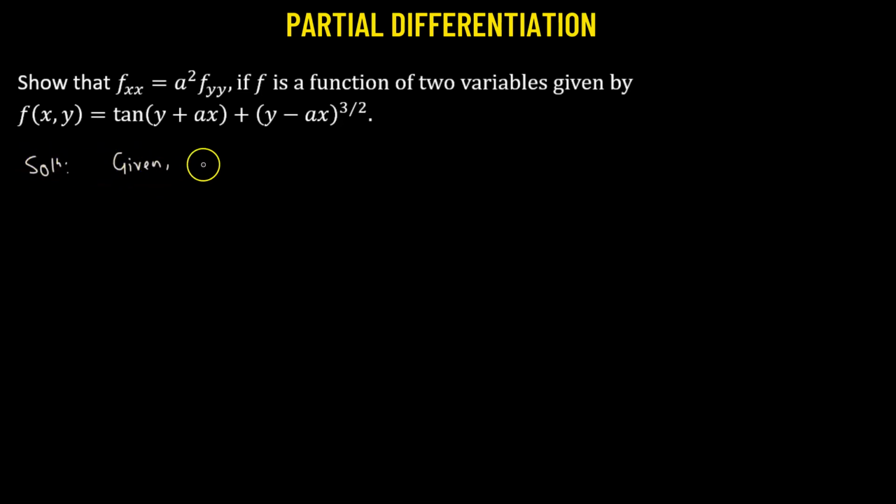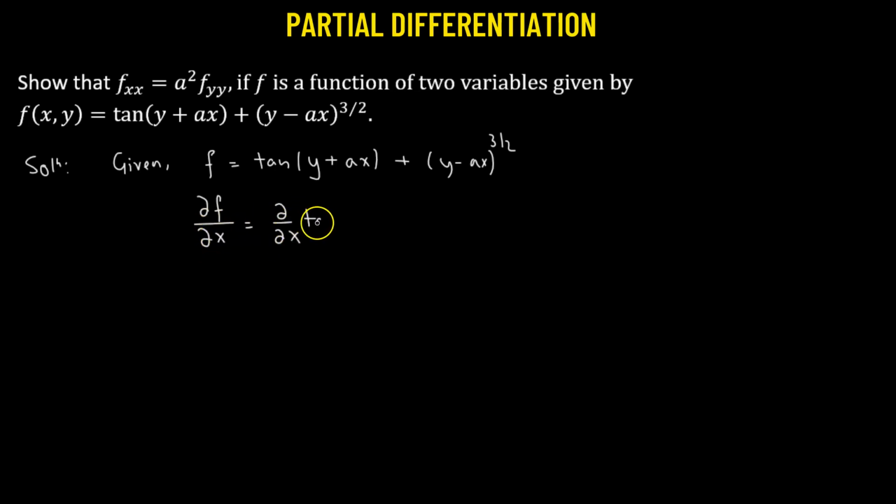Here we are given the function f, which is tangent of y plus ax added to y minus ax raised to the power of 3 over 2. We'll first take the partial of our function f with respect to x. That means we'll have to take the partial with respect to x of the tangent function, we have tangent of y plus ax, added to the partial with respect to x of y minus ax raised to the power of 3 over 2.